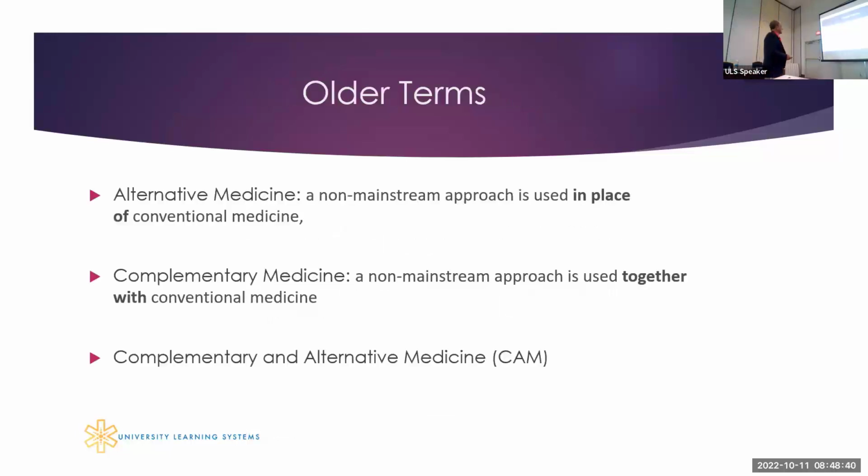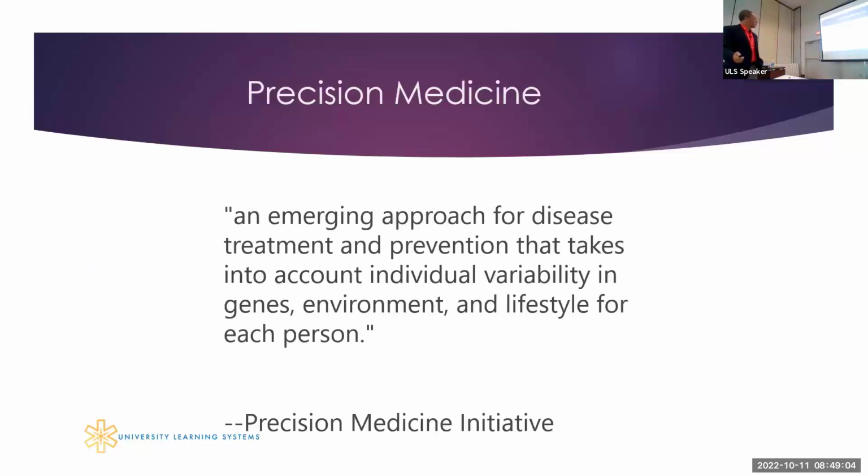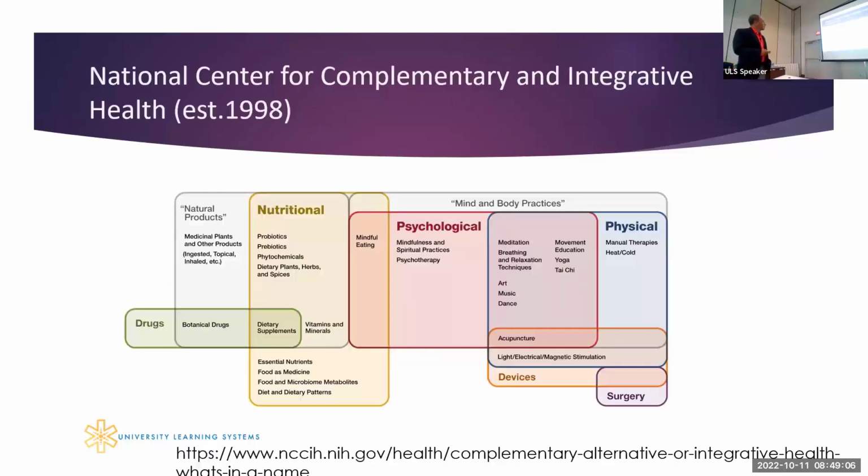We need to tailor our treatment to the individual person because everybody is unique. So, older terms: first there was alternative medicine, a non-mainstream approach used in place of conventional or orthodox medicine. Then came complementary medicine, which is used together with conventional medicine. And then it became complementary and alternative medicine, and CAM was the name that stuck for a while before we had integrative medicine. So this is what the NIH view of the world looks like, and it's pretty good.